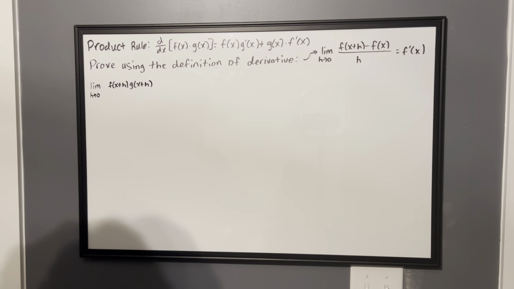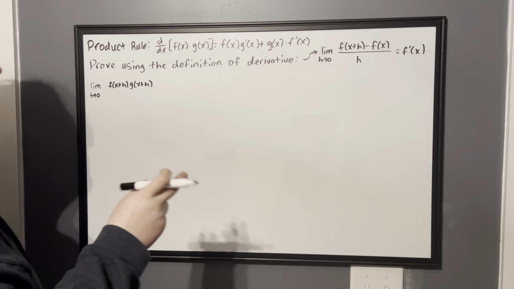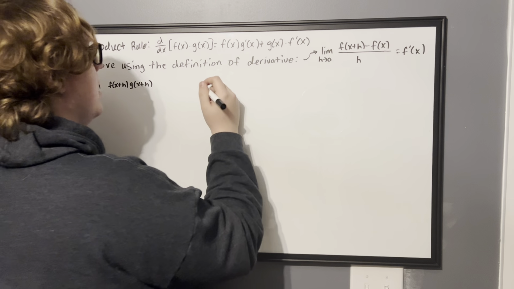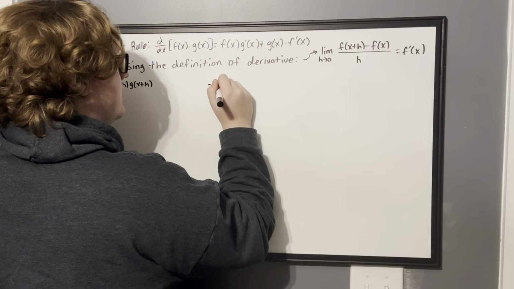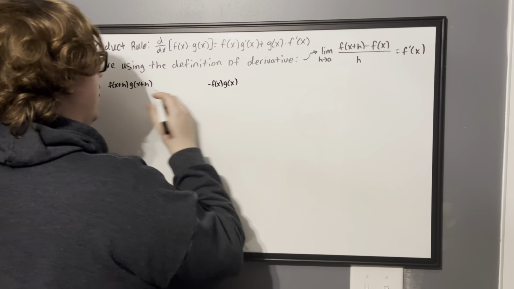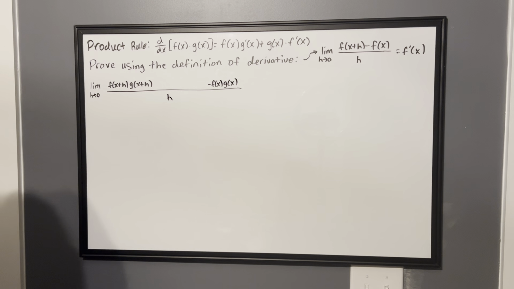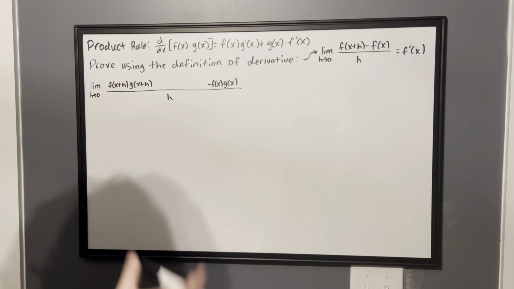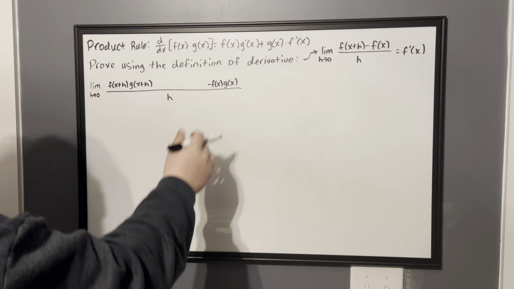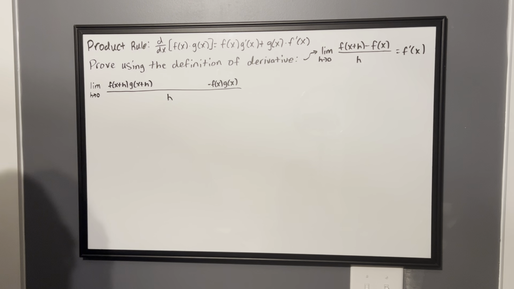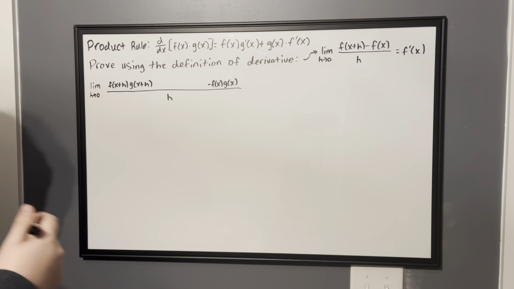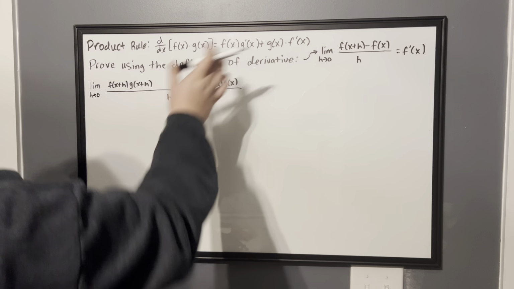What I'm going to do is leave a little bit of space, and you'll see why, because we're going to have to manipulate this just a little bit. But we're going to do minus f of x g of x right here. And again, all of this is over h. Now, the reason I left that space is because we're going to add and subtract the same term. And the reason is because when we have something like this, there's nothing we can do to manipulate it to get to this form as it is. So we need to manipulate it just a little bit so that we can work with it and get to this form that we need.